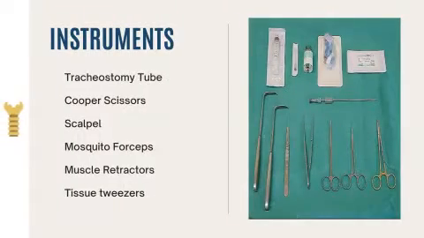Materials needed: tracheostomy tube, Cooper's scissors, scalpel, mosquito forceps, muscle retractors, and tissue tweezers. So are you ready? Let's begin!